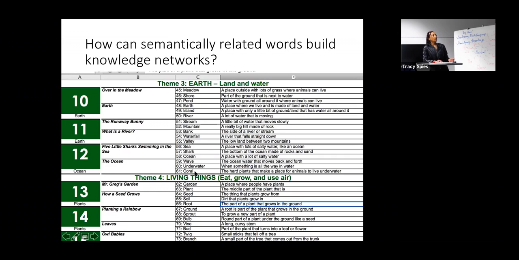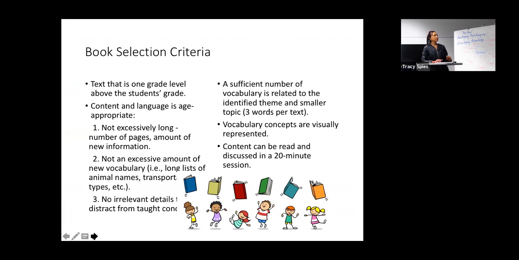So this was our planning structure. We selected the text first, based upon the kind of vocabulary that we could find there. So here's our book selection criteria. We wanted a text that is 1 grade level above the student's grade. Why? So for pre-K, they were kindergarten texts. When I was working with kindergarten students, those are 1st grade texts. For interventions for 2nd grade children, those are 3rd grade texts.